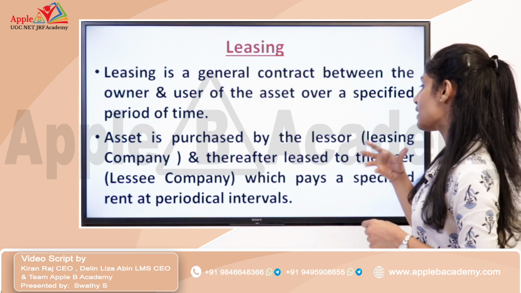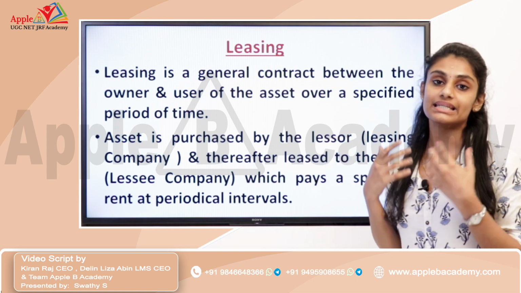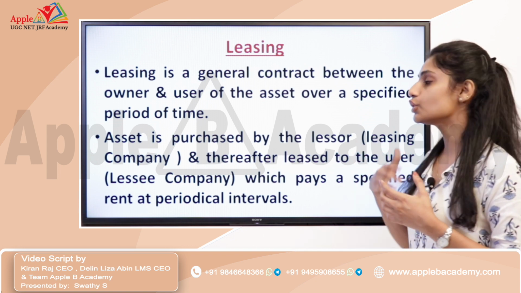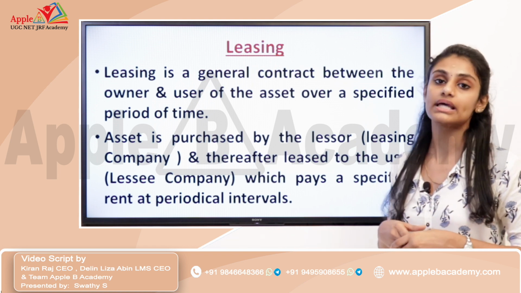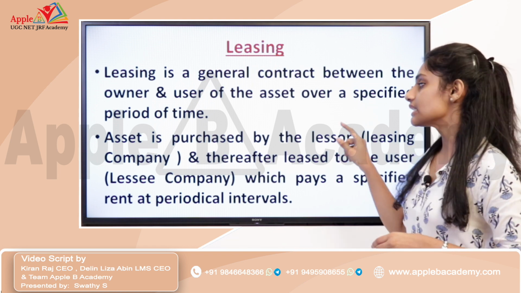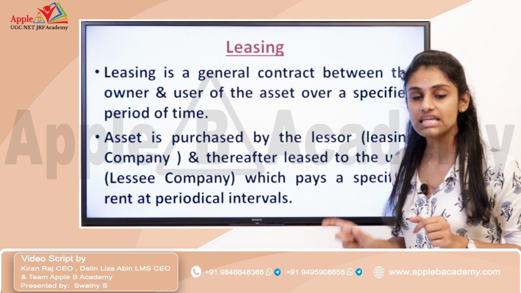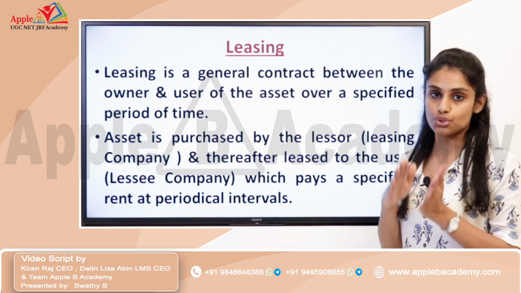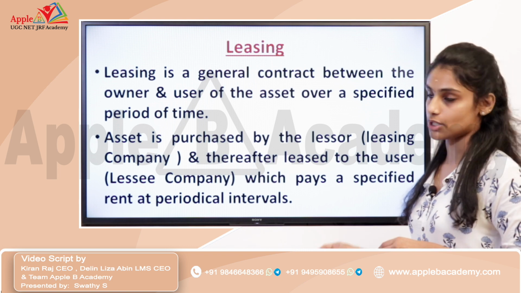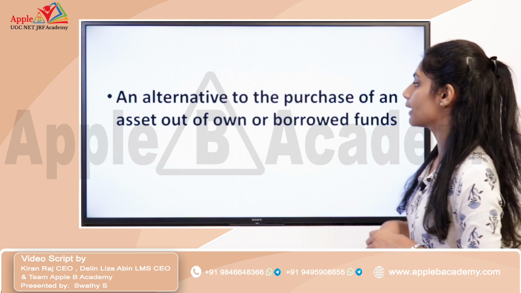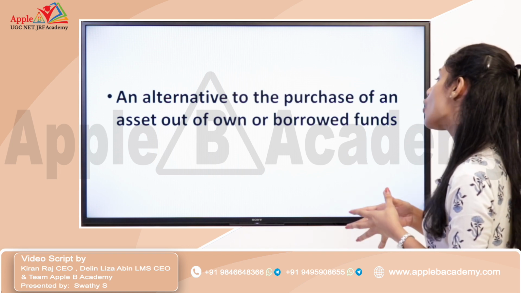The asset is purchased by the lessor, that is the leasing company, or the owner of the asset is known as the leasing company, and thereafter leased to the user. The person who uses this particular asset is known as lessee or lessee company. See, lessee means the user, lessor means the owner. So this lessee will pay the lease rentals to the lessor, which pays a specified rent at periodical intervals, that is known as lease rentals. And this is actually considered as an alternative to purchase of an asset out of owned or borrowed funds.